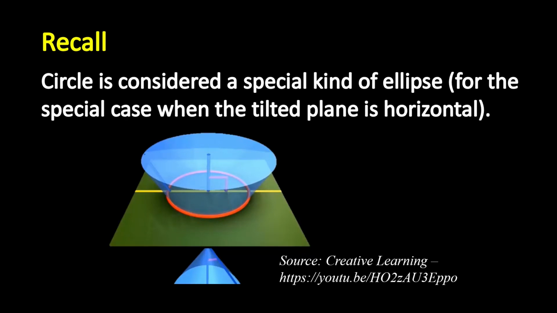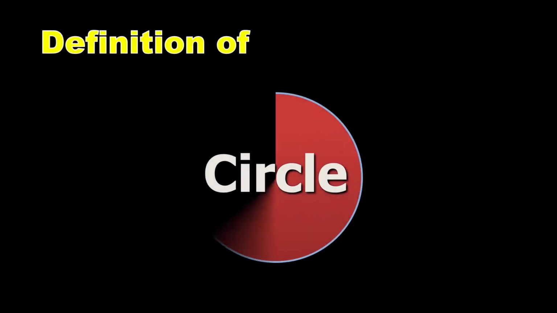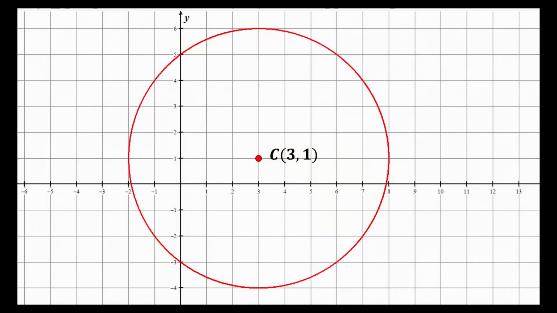Circle is considered a special kind of ellipse for the special case when the tilted plane is horizontal. Now for the definition of circle, consider circle C with center at (3, 1). The distance between point A and center C is 5 units. Consider another point B on circle C with coordinates (6, 5). The distance between point B and center C is also 5 units.